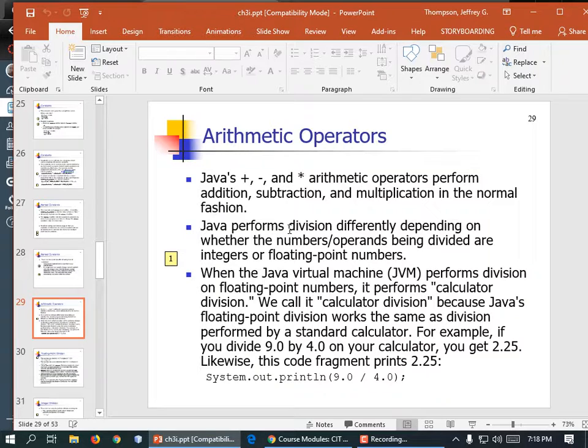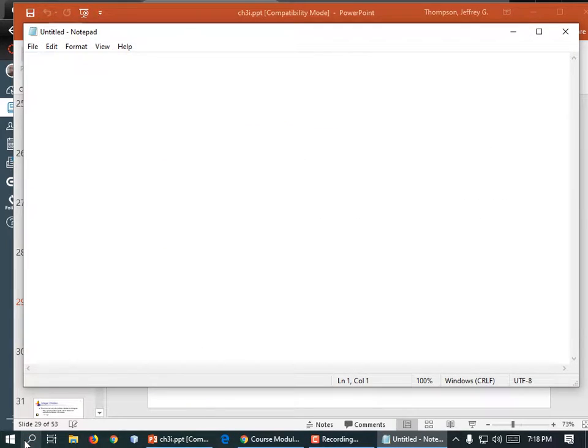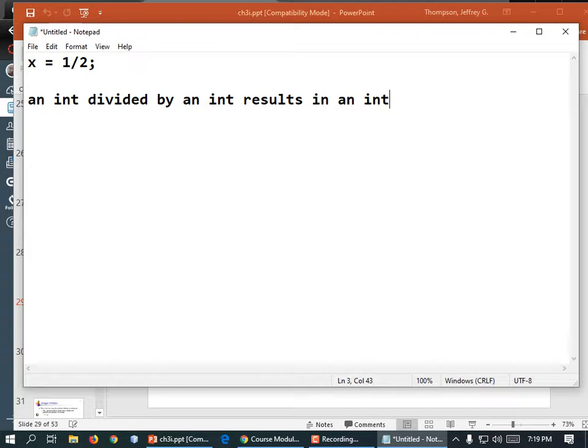All right, so when you're doing arithmetic, the one thing that we really need to remember is that division behaves differently based on whether it's floating point numbers or integer numbers. If we say x is equal to 1 over 2, you'd think that that would equal 0.5, but it doesn't. This is an integer. This is an integer. An int divided by an int results in an int. So whatever you get there will be rounded down to the nearest whole number.